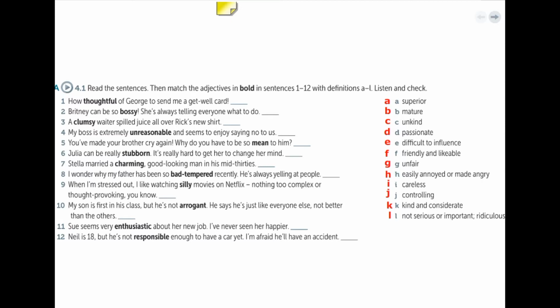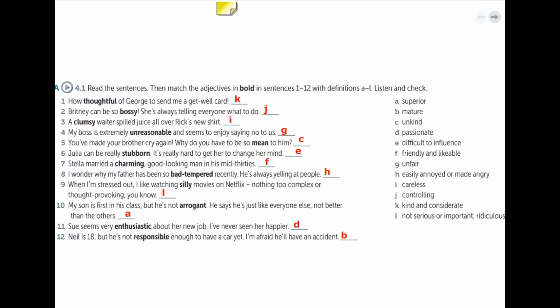We have letter A, superior, B, mature, C, unkind, D, passionate, E, difficult to influence, F, friendly and likable, G, unfair, H, easily annoyed or made angry, I, careless, J, controlling, K, kind and considerate, and L, not serious or important, ridiculous.